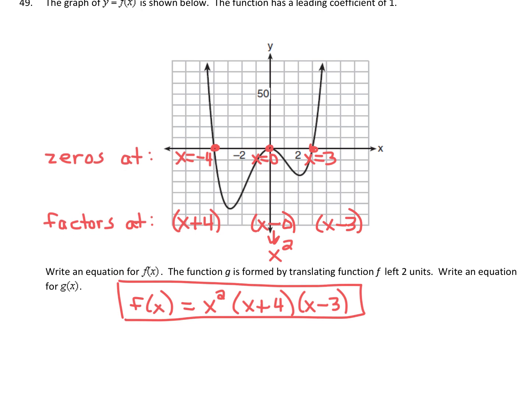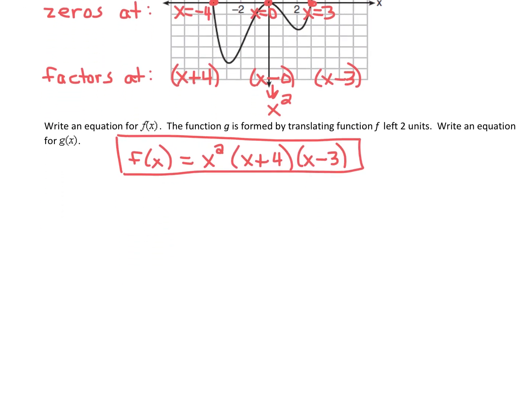Okay, now it also says, let me just give myself a little more room. It also says the function g is formed by translating function f left 2 units. Now, if we want to shift something to the left, aren't we going to add that number within the parentheses? So within each of these parentheses, although there's no parentheses here, but we're going to need to put it within, let me say, each of these factors, we are going to need to add 2. Okay, so that tells us we're going to need to add 2 within the function, so within each parenthesis.